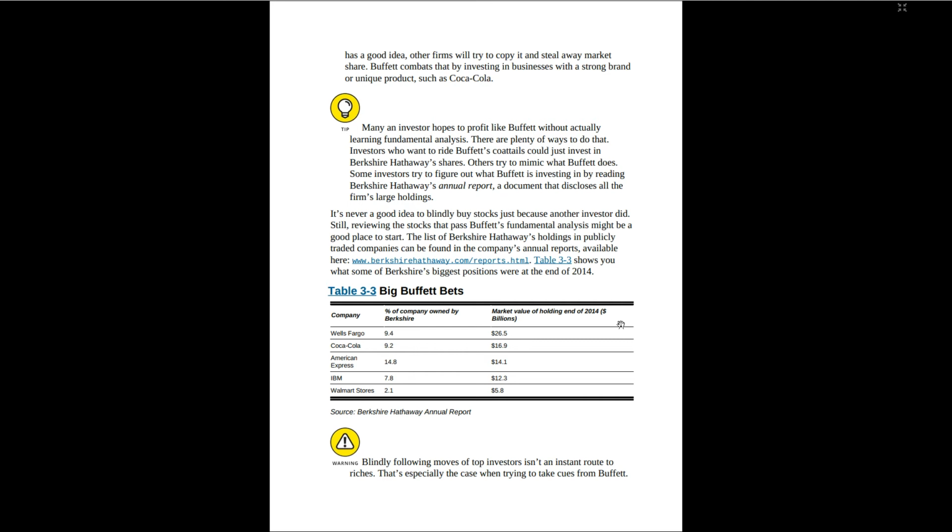Some investors try to figure out what Buffett is investing in by reading Berkshire Hathaway's annual report, a document that discloses all the firm's large holdings. It's never a good idea to blindly buy a stock just because another investor did. Still, reviewing the stocks that pass Buffett's fundamental analysis might be a good place to start. The list of Berkshire Hathaway's holdings in publicly traded companies can be found in the company's annual report available on the website. Table 3.3 shows you what some of Berkshire's biggest positions were at the end of 2014.